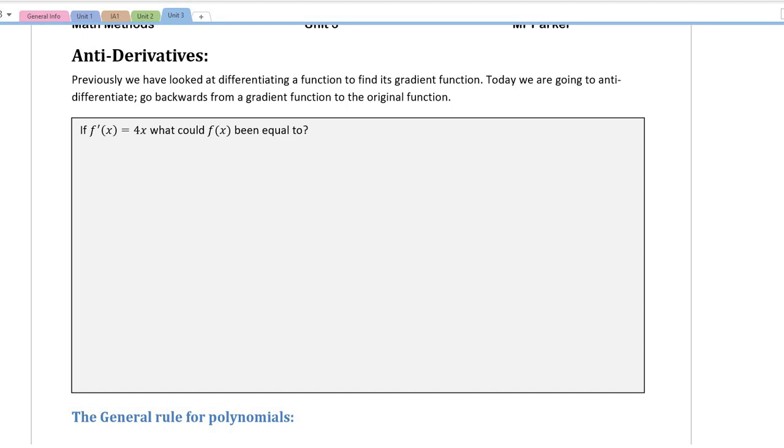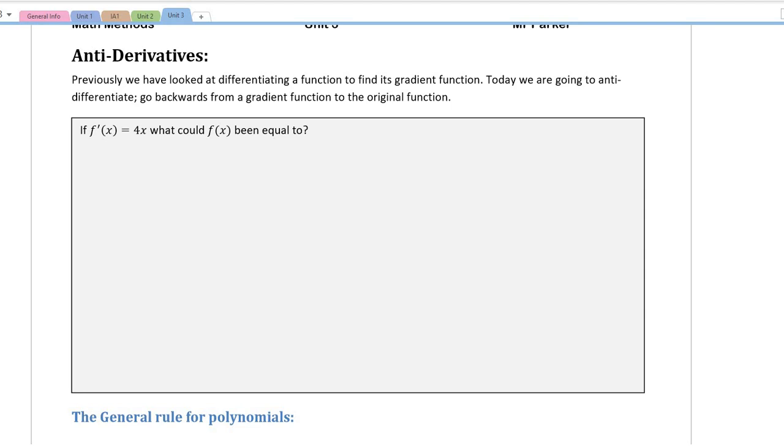So, guys, we've looked at differentiating a function to find its gradient. Today we're going to anti-differentiate. So we're going to go backwards from a gradient function to the original function. So if I told you that f dash of x equals 4x, what could the original function f of x have been?